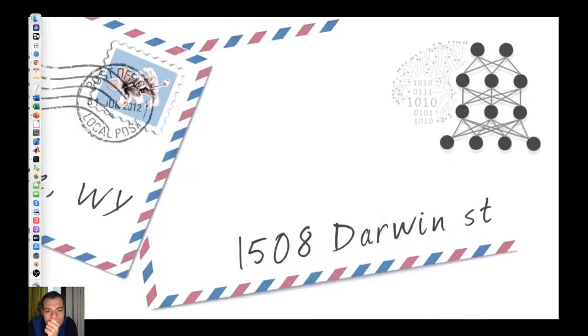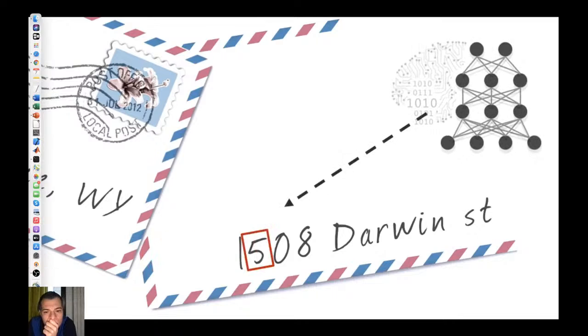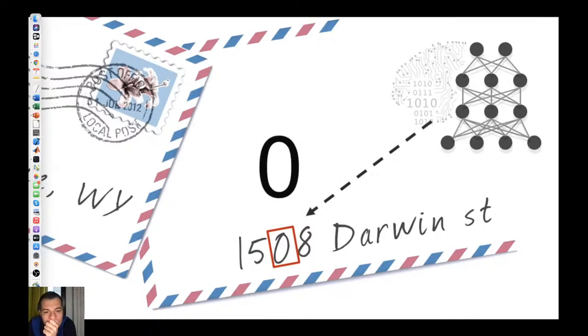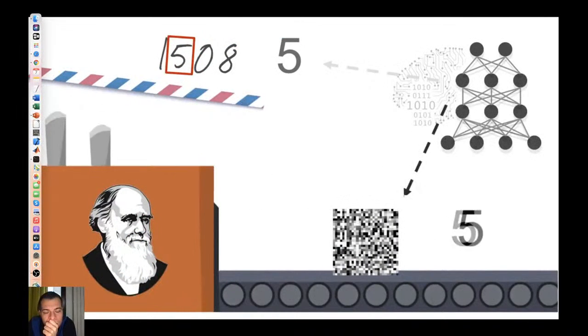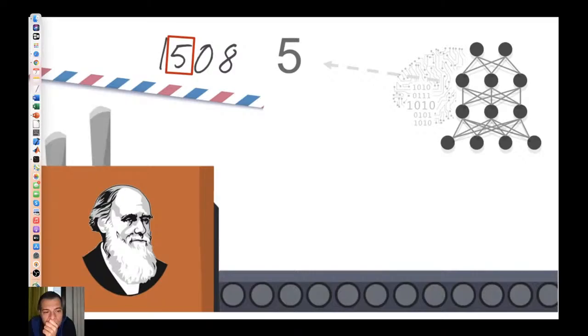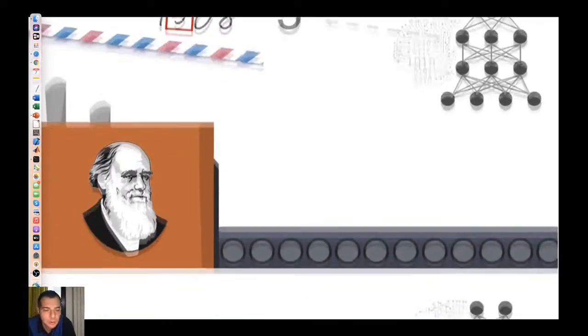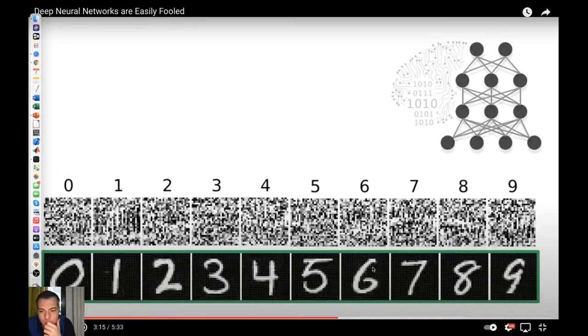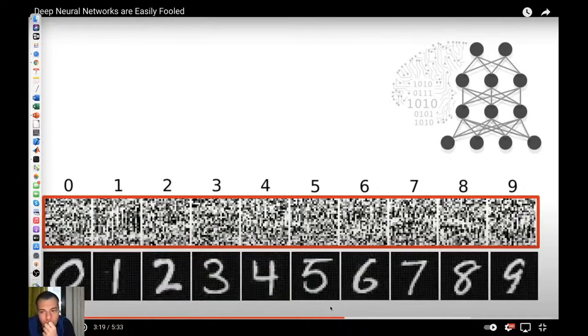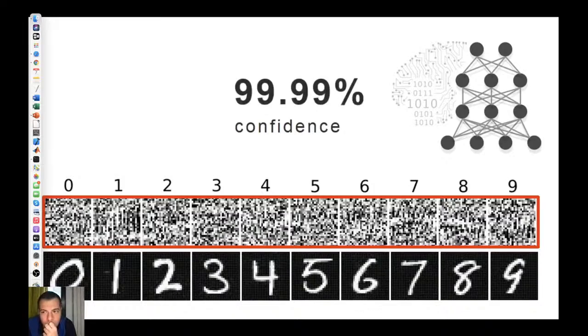We repeat the experiment on a different network that performs well at recognizing handwritten digits. Evolution is asked to generate images which are confidently labeled by the network as digits. And we observe a similar phenomenon. This is what the images are supposed to look like, but the network believes that these images are real digits with near certainty.